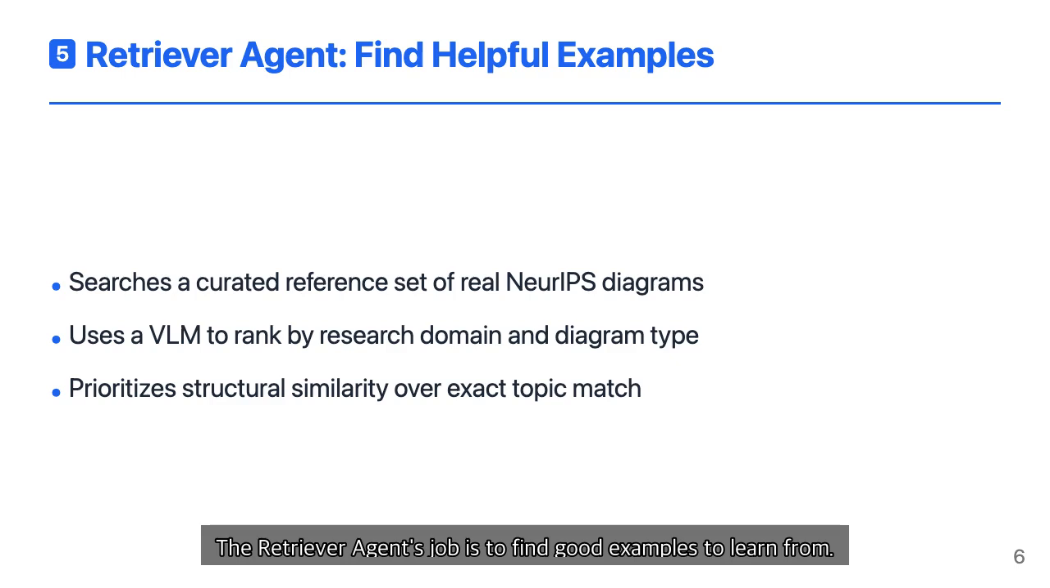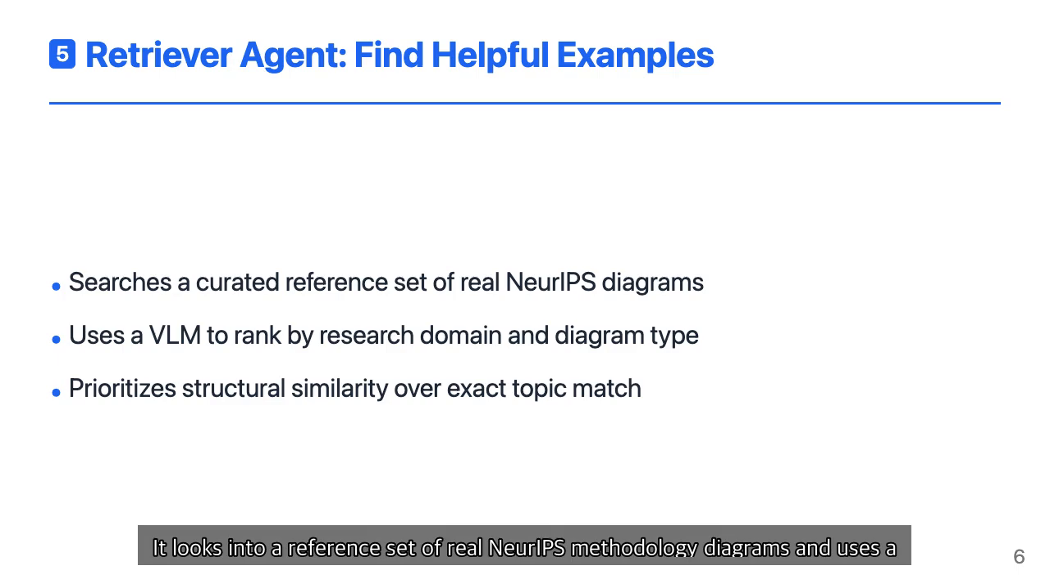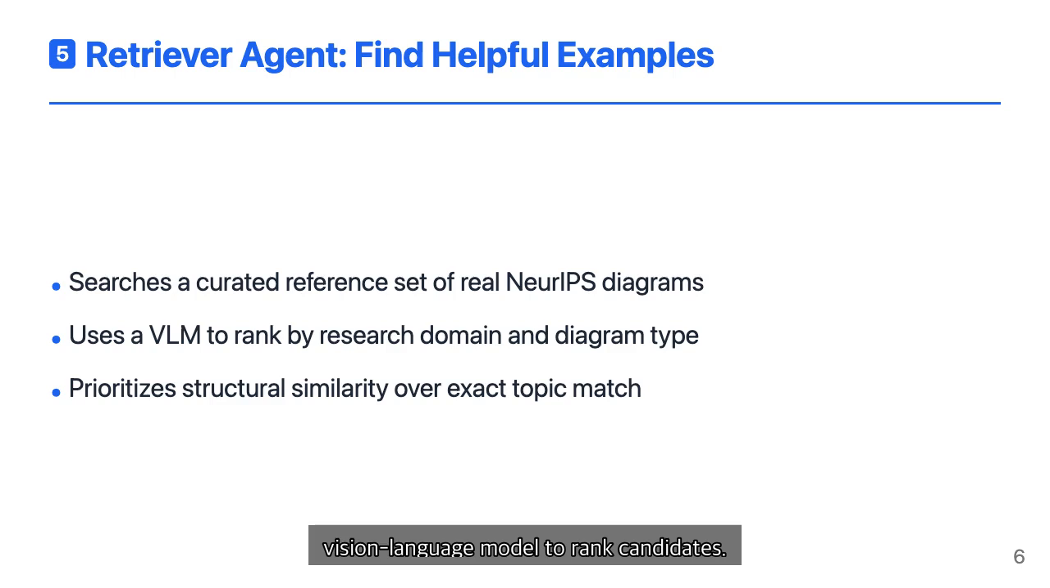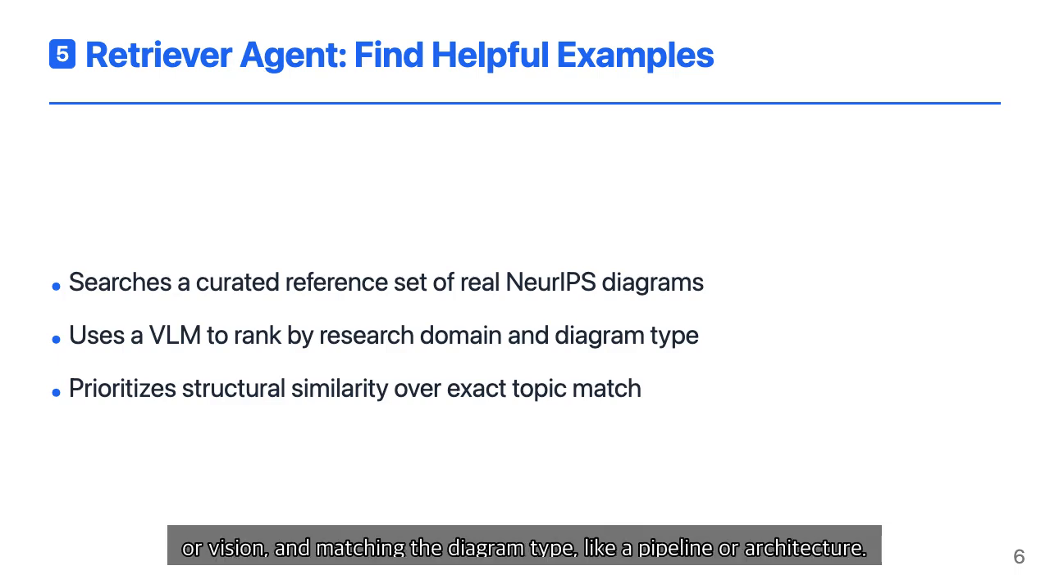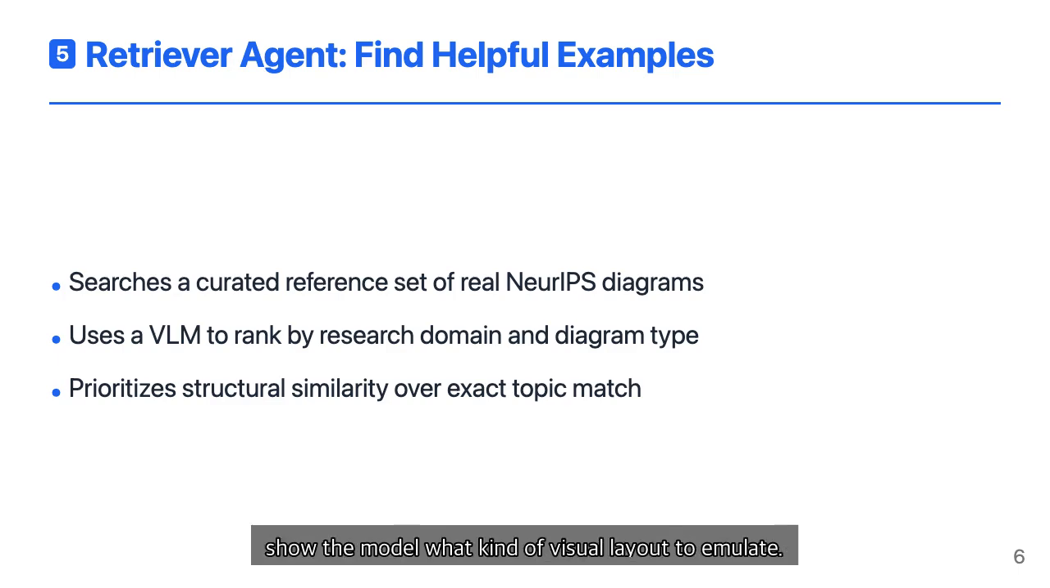The retriever agent's job is to find good examples to learn from. It looks into a reference set of real NeurIPS methodology diagrams and uses a vision language model to rank candidates. The ranking emphasizes two things: matching the research domain like agents or vision, and matching the diagram type like a pipeline or architecture. Structural similarity matters more than exact topic, because the goal is to show the model what kind of visual layout to emulate.